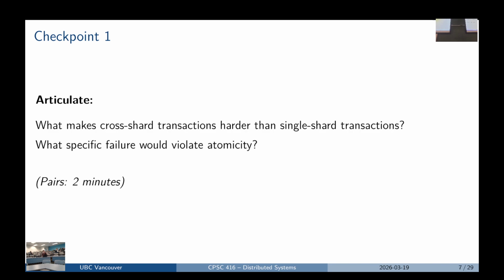So the question now is, what makes cross-shard transactions harder than single-shard transactions? This is sort of revisiting what we talked about before. When we start doing two-phase commit over the network, what makes it hard? So take 2 minutes, talk to each other about it, and see what you can come up with.